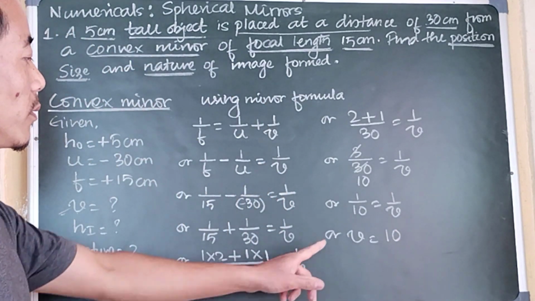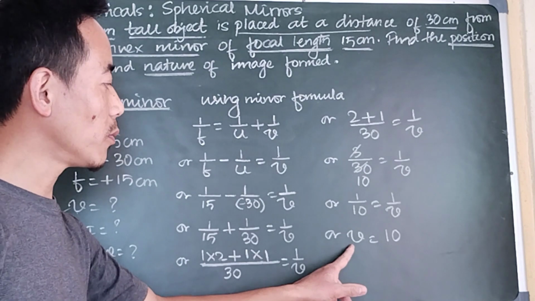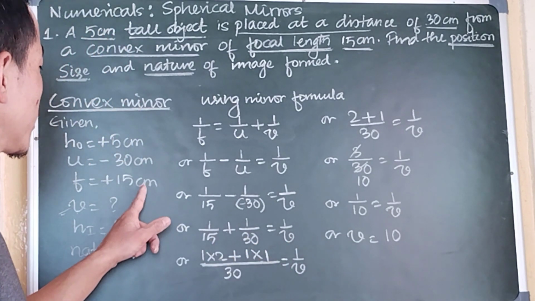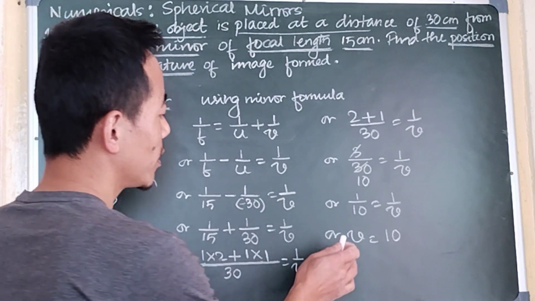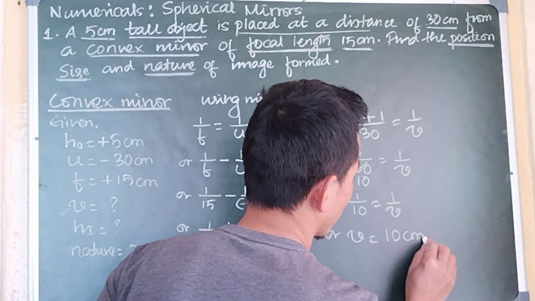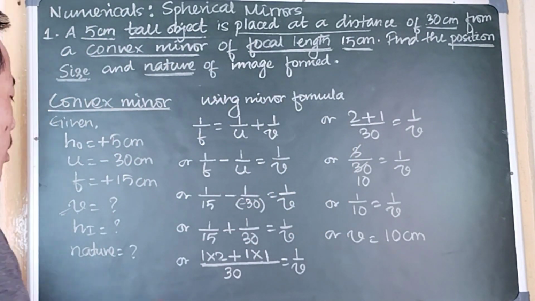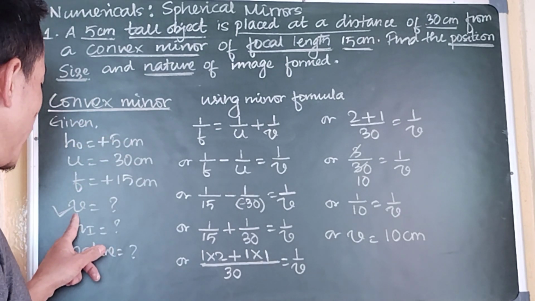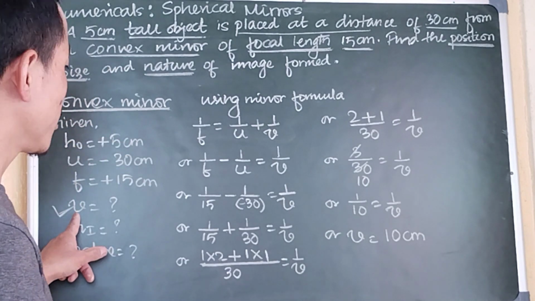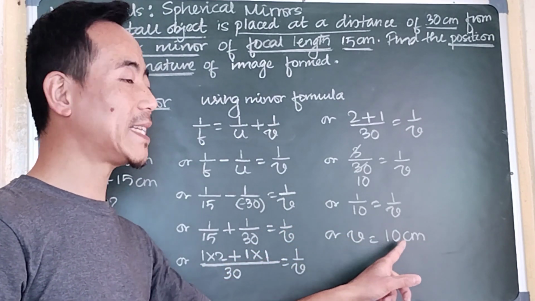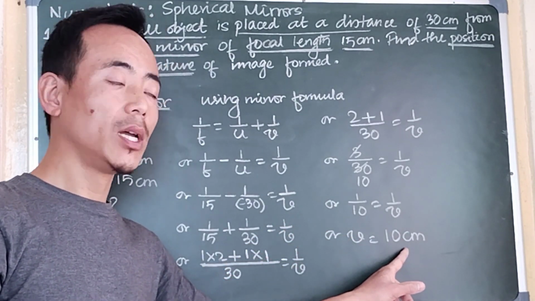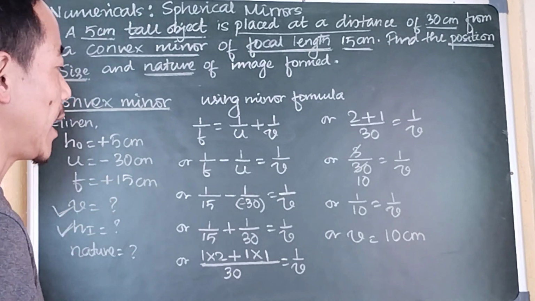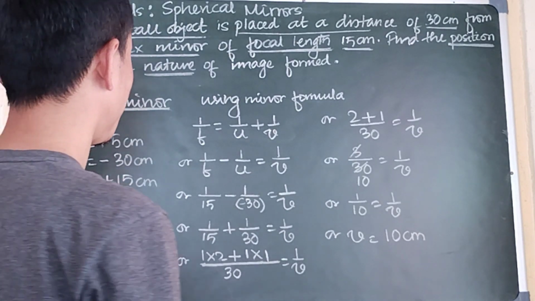So this is the value for v, but when you write the final answer, make sure that you write the unit. So the unit you can see is in centimeter. So image distance will also be in centimeter. So we have found out the first unknown, that is the position of the image or the image distance. So the image distance here comes out to be 10 centimeter. Now we will go to the second part. We will find out the height of the image here.